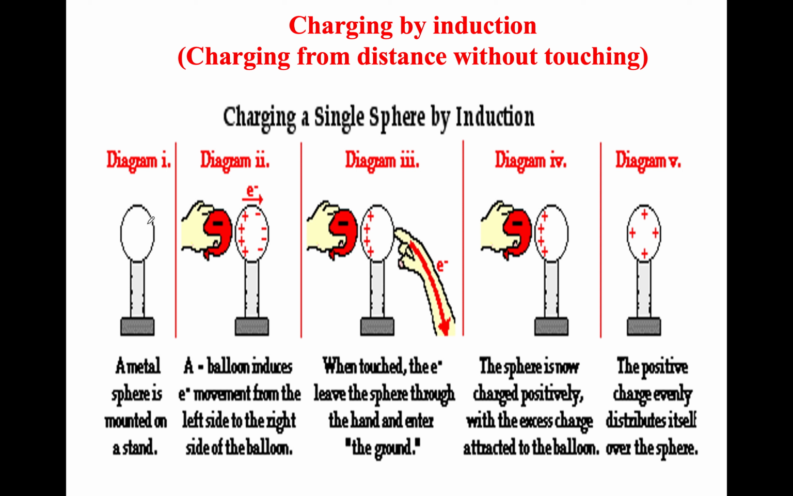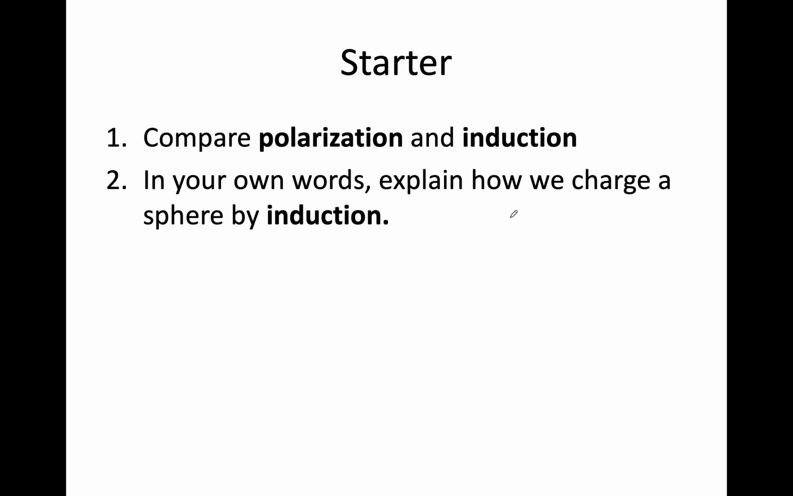Okay, so we had a neutral thing, took a negatively charged balloon, electrons were repelled, polarized. All the electrons are on the right hand side now. So when you touch it, the electrons will go into your arm, all the way down, and that leaves just the protons left. Which means we now have a positively charged sphere simply by bringing a negatively charged balloon to it.